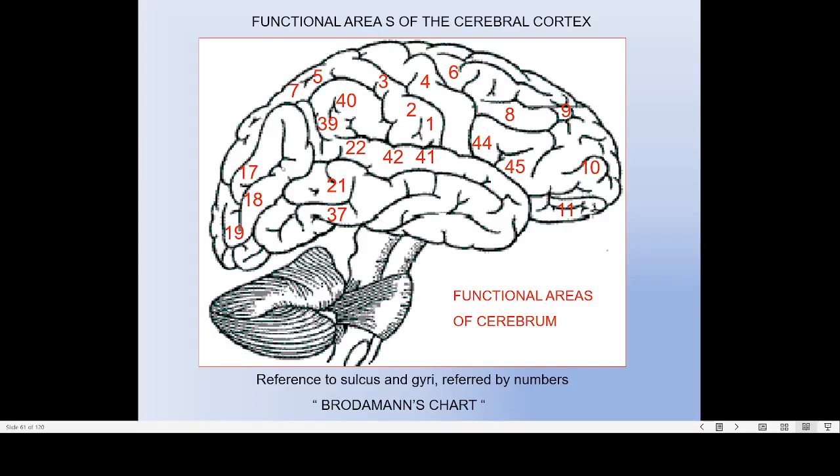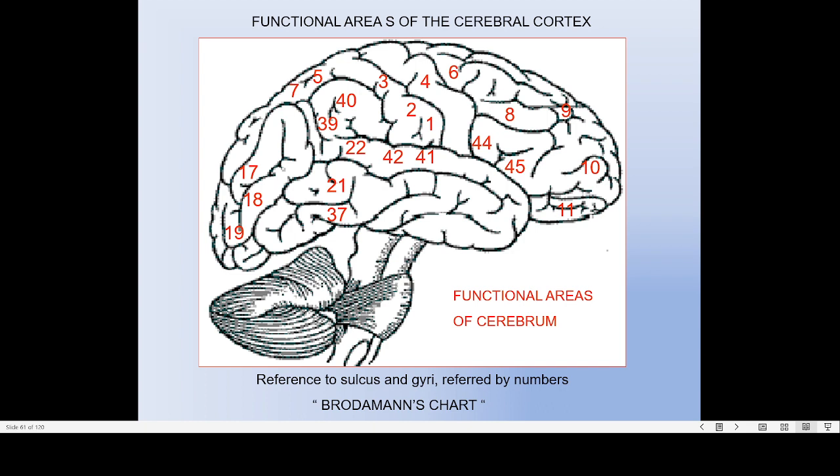The functional areas of the cerebral cortex. There are a number of functional centers in the cerebral cortex that are identified by numbers. This identification is particularly called Brodmann's chart. That means each center is named by a number for its portion.